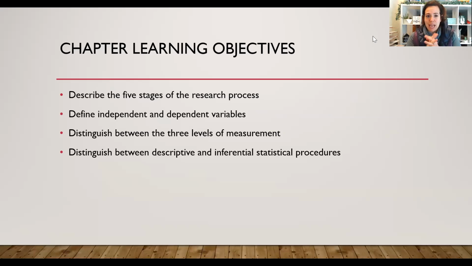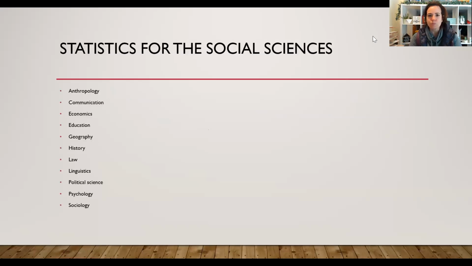So what we're going to talk about today are the stages of the research process. We're going to define what is an independent and dependent variable. How are they different? We're going to learn how to distinguish the three levels of measurement. And we're also going to distinguish between what is descriptive statistics and what is inferential statistics. In this course, we're going to cover both. The bulk of our time is going to be in descriptive, but we will dabble into inferential statistics as well.